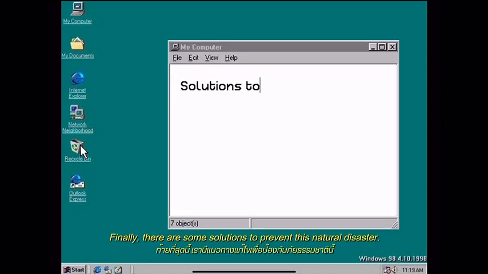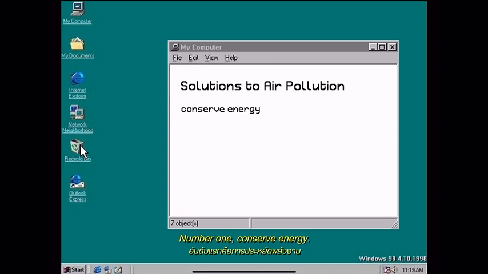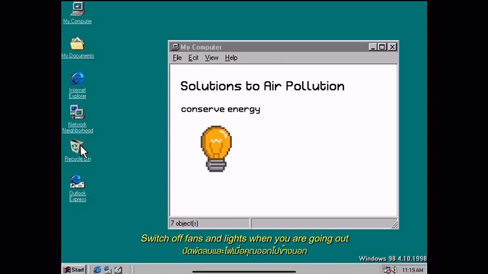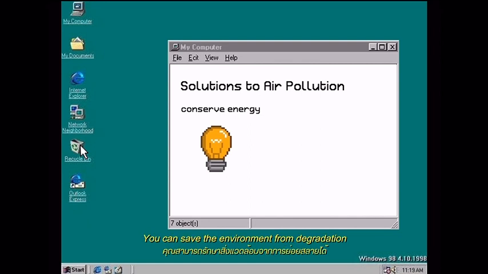Finally, there are some solutions to prevent this natural disaster. Number 1. Conserve energy. Switch off fans and lights when you are going out. A large number of fossil fuels are burned to produce electricity. You can save the environment from degradation by reducing the number of fossil fuels to be burned.